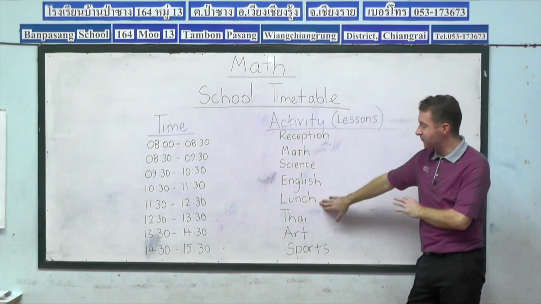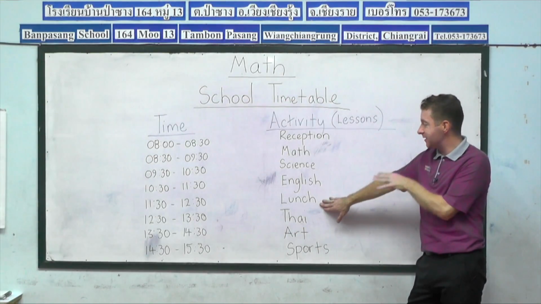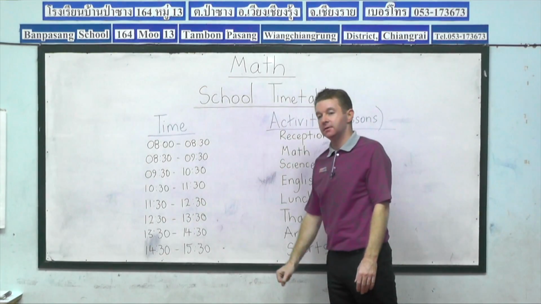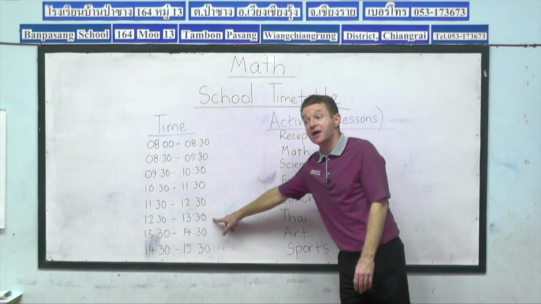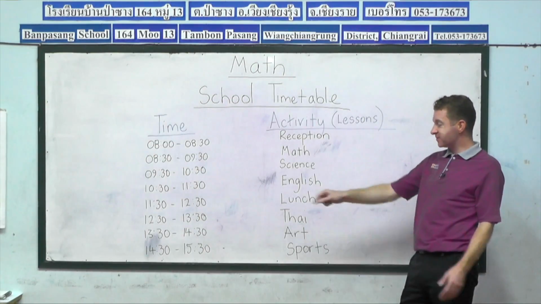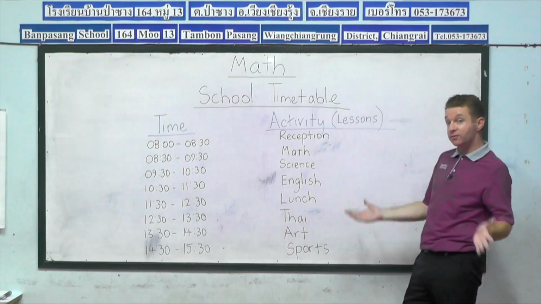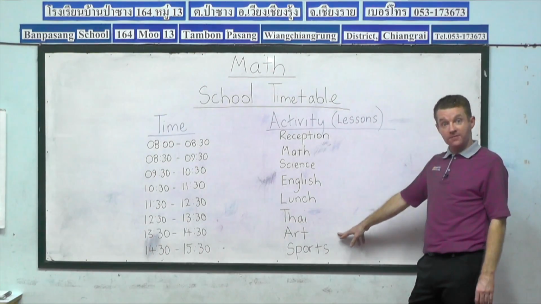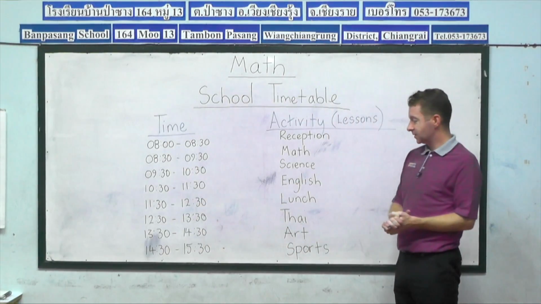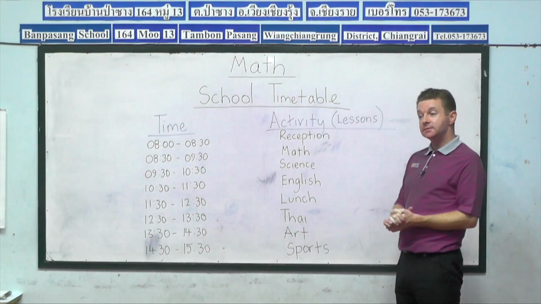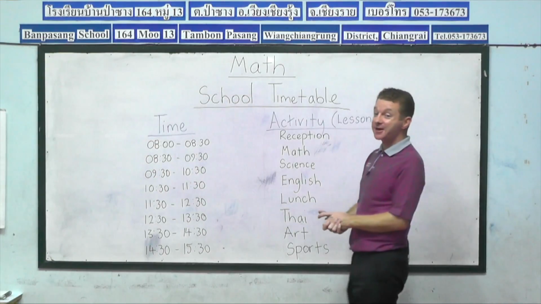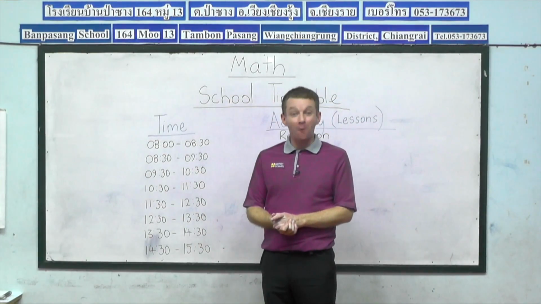Lunch. You can see your timetable tells you that 11:30 till 12:30 is lunch. But then we come back 12:30 to 13:30. And then you will study Thai. And after Thai, 13:30 till 14:30, art. And then the final lesson of today, 14:30 till 15:30 is sports. So what happens at 15:30? Where do you go? Go home.